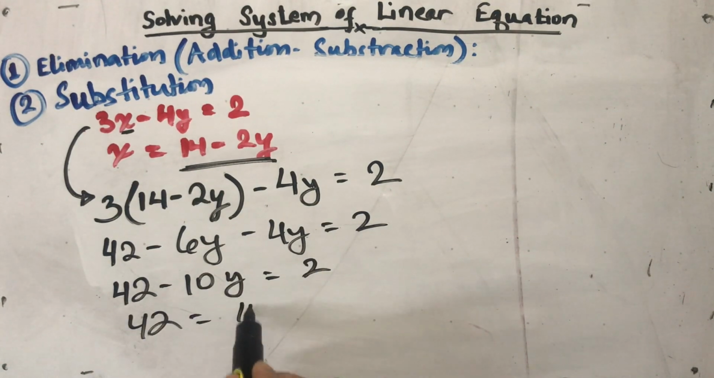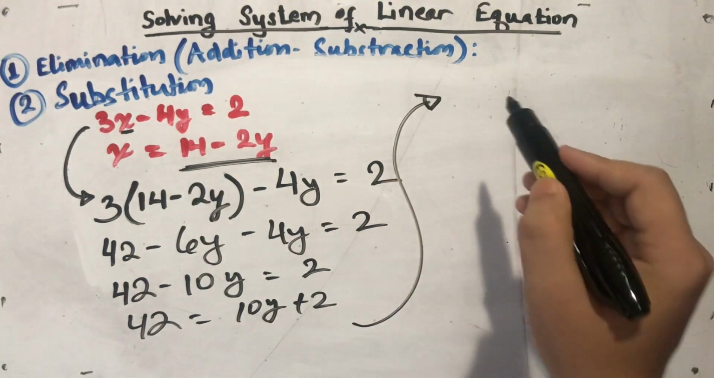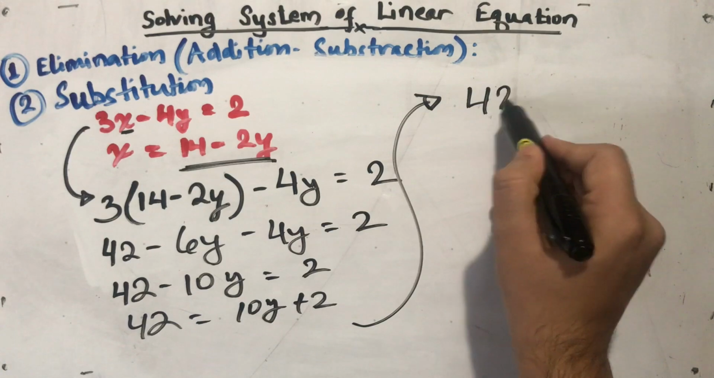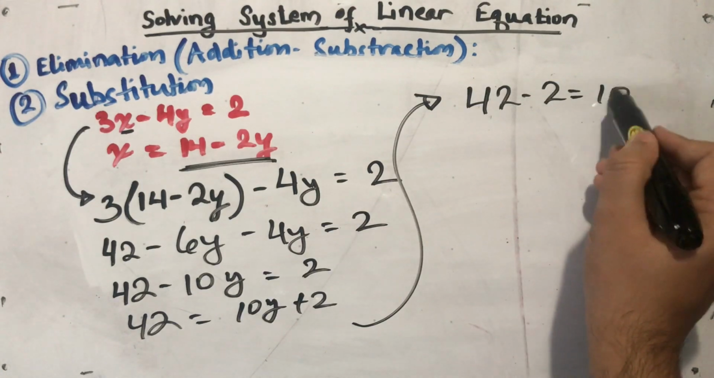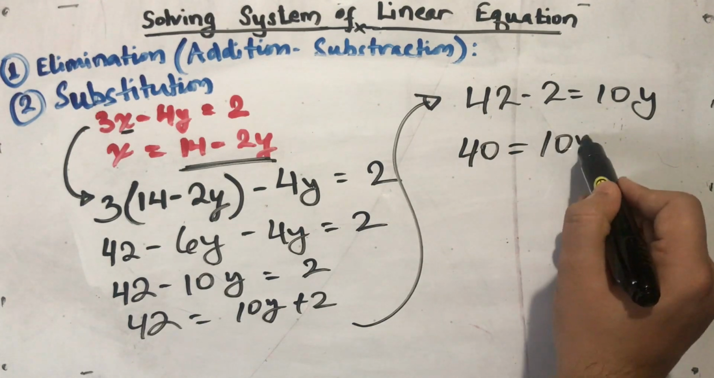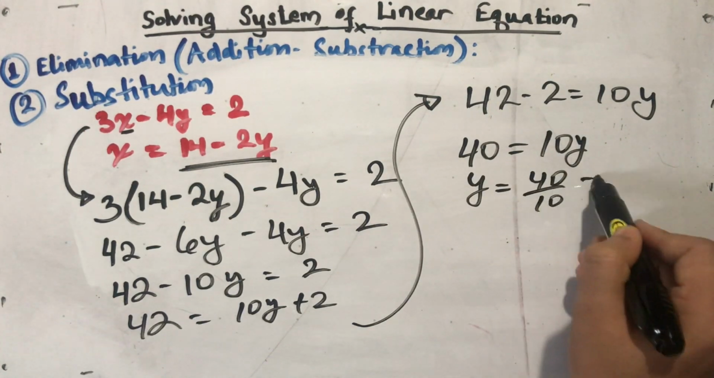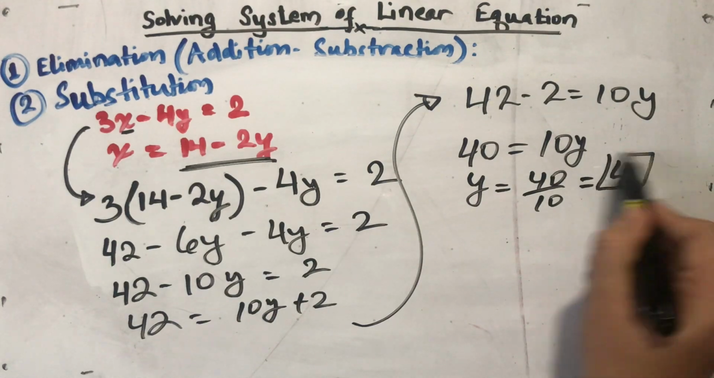42 equals 10y plus 2. Let's go here. We have 42 minus 2 equals 10y, 40 equals 10y, and y equals 40 divided by 10, which is 4. That's the value of y.